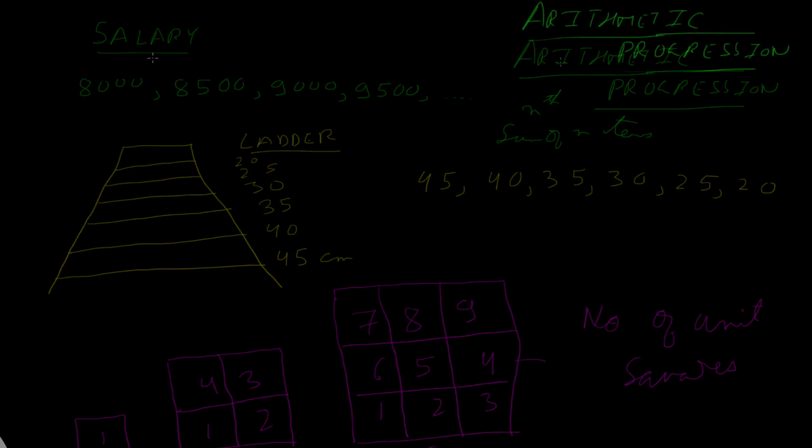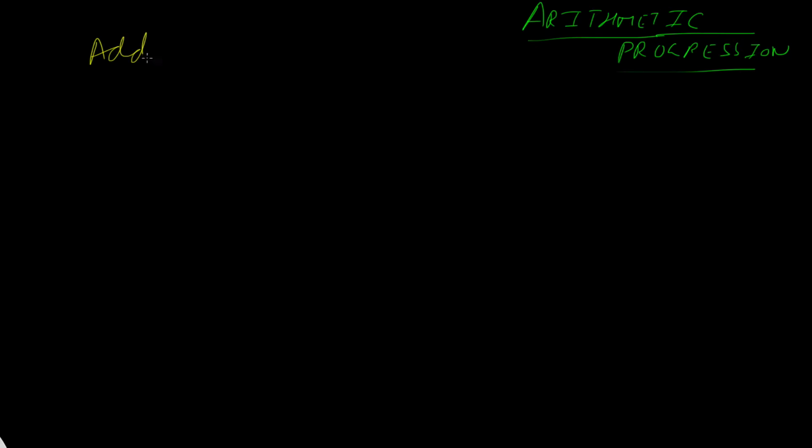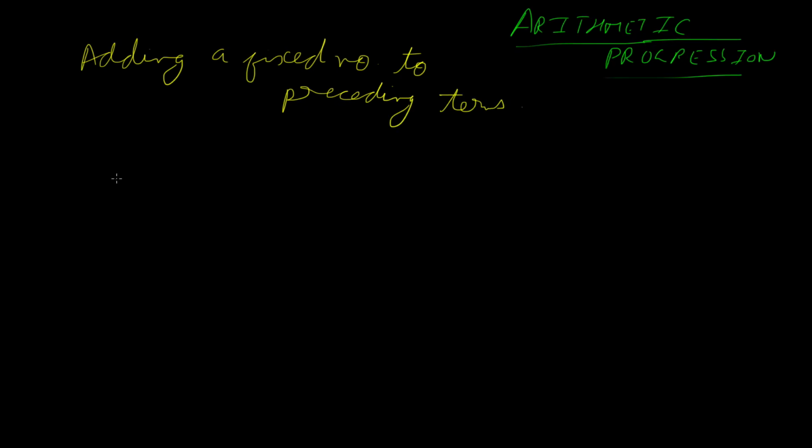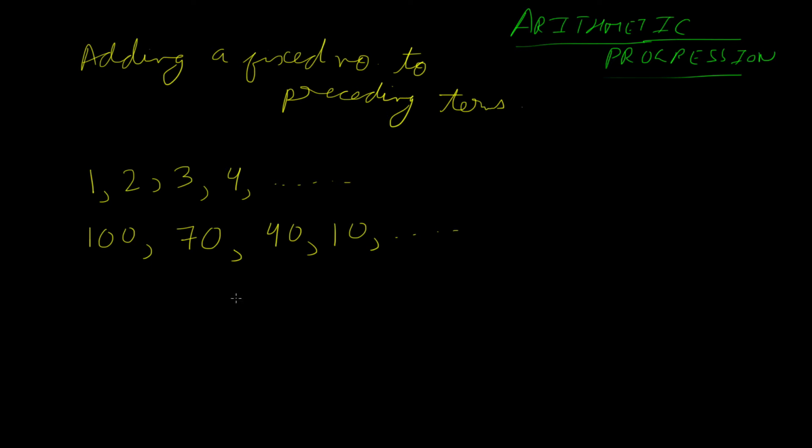So by arithmetic progression we mean succeeding terms are obtained by adding a fixed number to preceding terms. So for example, we have first term as, let's say, 1, and then we add 1, you get 2, we again add 1, you get 3, 4, and then so on. The other example is we have first term as 100, and then we add minus 30 or subtract 30, then we get 70, 40, 10, and so on.